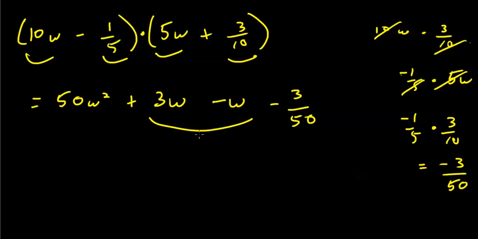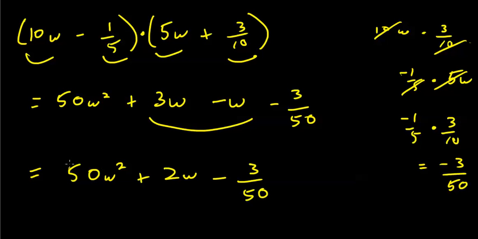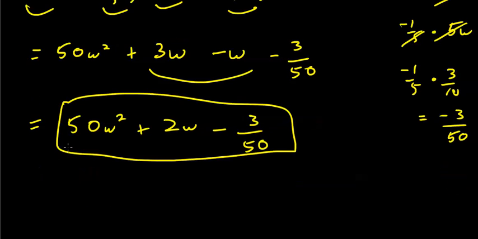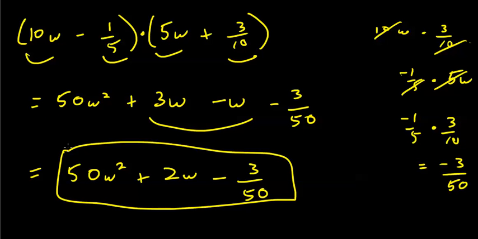Notice, the inner and outer product here are like terms. That happens often, but not always. So, combining the outer and inner product, I'll get 50w squared plus 2w minus 3/50. And that is my return for that binomial product.